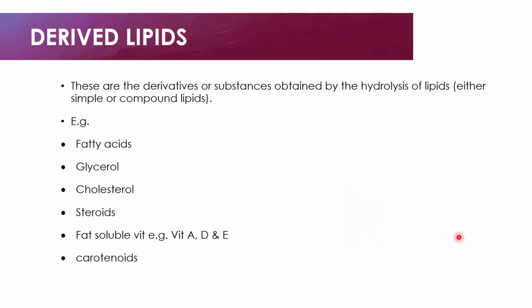Derived lipids. These are the derivatives or substances obtained by the hydrolysis of lipids. They can be obtained from the hydrolysis of simple lipids or compound lipids. Examples are fatty acids, glycerol, cholesterol, steroids, and fat-soluble vitamins, for example vitamins A, D, and E, and carotenoids. These are all examples of derived lipids that are obtained by the hydrolysis of either simple lipids or compound lipids.